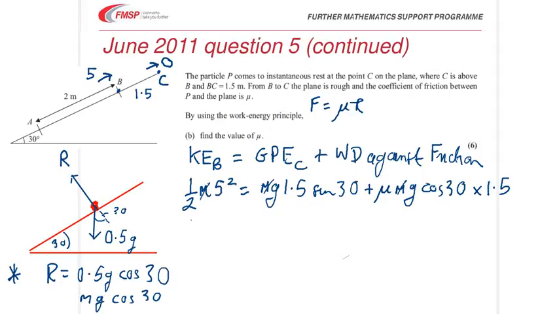And then it's time for the calculator. So 12.5 equals 7.35, check that you get the same numbers, plus mu times 12.73, which gives us mu equals 0.405.